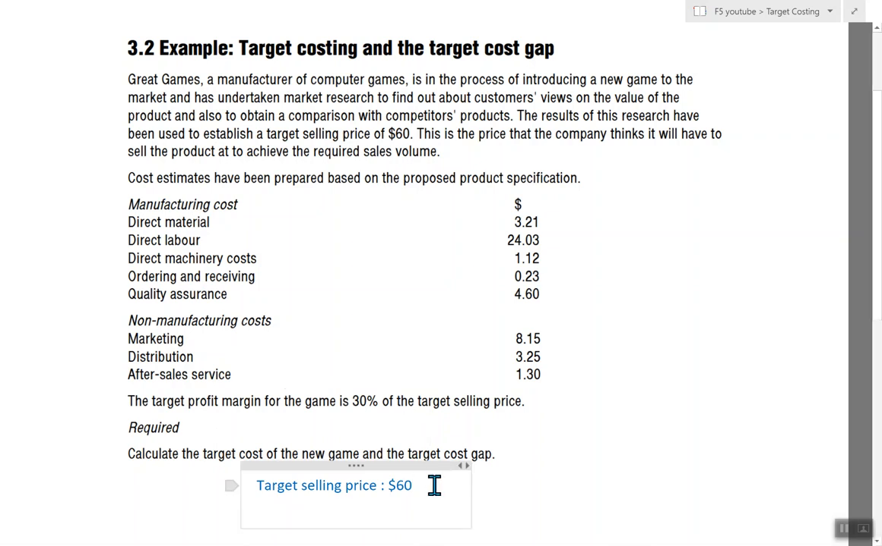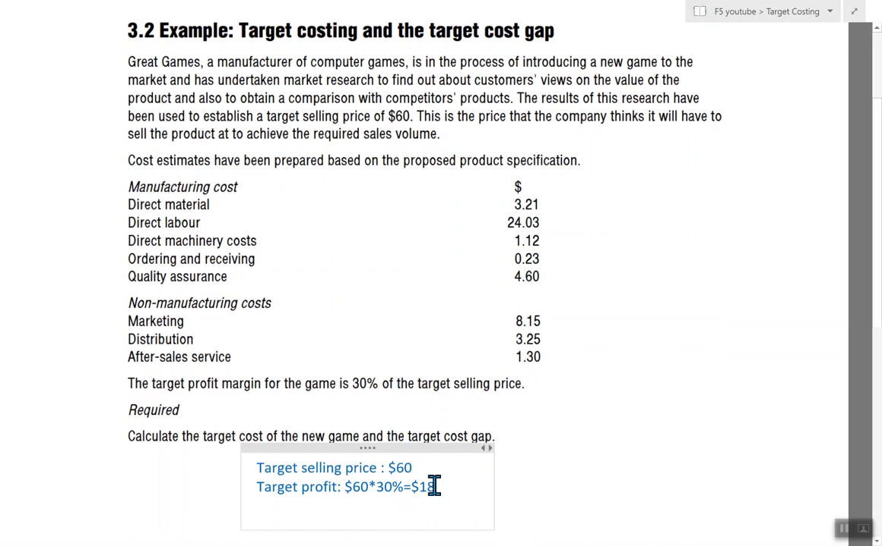Okay, let's find target profit, which simply is the target selling price, which is 60, multiplied by 30%, which means that we will have a target cost of 60 minus 18, or you can simply take 60 multiplied by 70%, which is 100% minus 30% profit will give you 70%. 42 is the target cost.